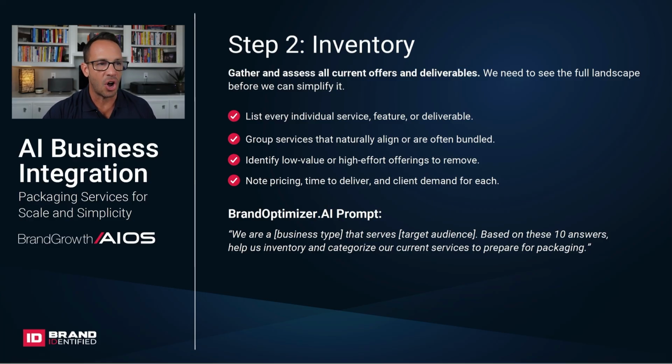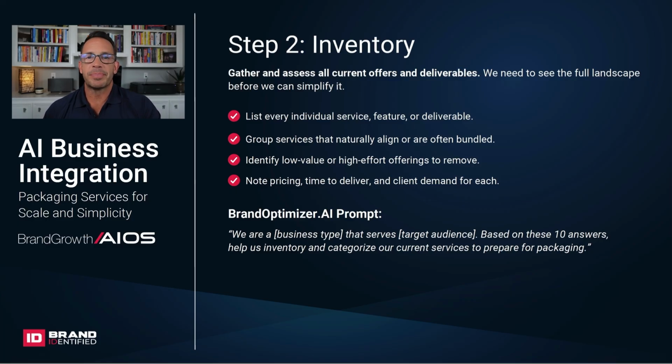Gather and assess all current offers and deliverables. We need to see the full landscape before we can simplify it. So list every individual service, feature, or deliverable. Group services that naturally align or are often bundled. Identify low-value or high-effort offerings to remove, and note the pricing, the time to deliver, and the client demand for each of those.